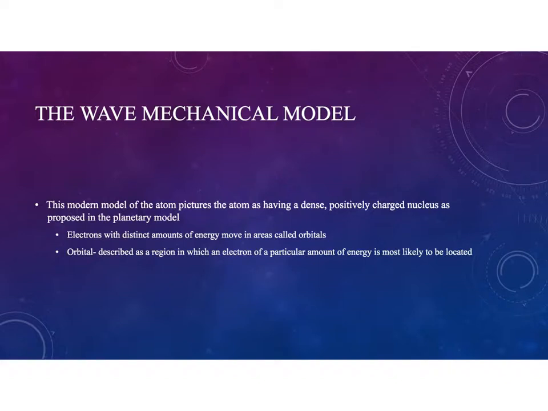Okay, let's proceed. So as I was saying, the wave mechanical model. This modern model of the atom pictures the atom as having a dense, positively charged nucleus as proposed in the planetary model. So the idea carries on. The atom has a dense, positively charged nucleus because since neutrons have no charge, it's technically all just positive charge that's present. Electrons with distinct amounts of energy move in areas called orbitals.